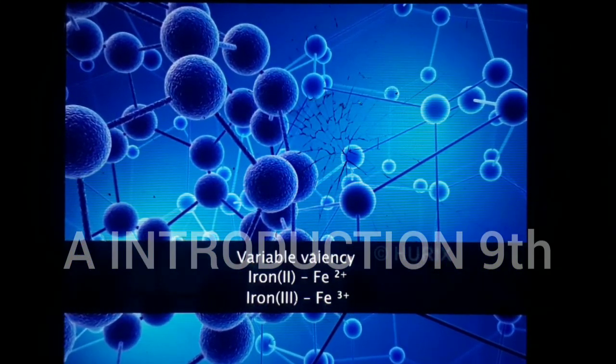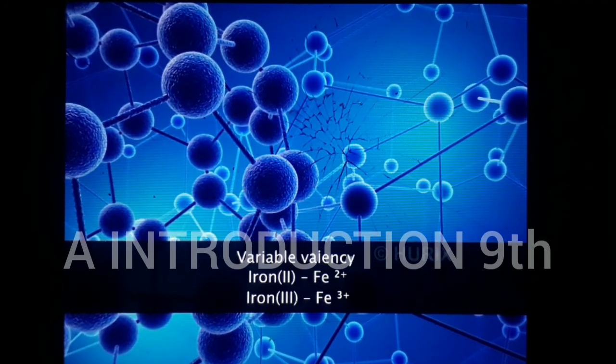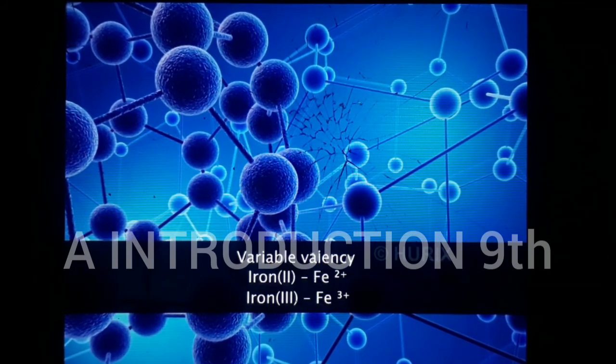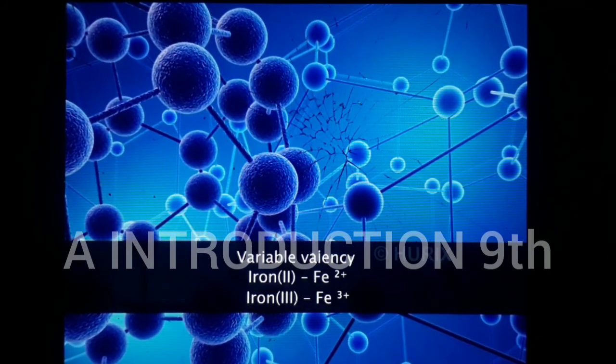Some radicals can exhibit variable valency. For example, iron can behave as iron 2 and iron 3. Such radicals are named by specifying the relevant valency in parentheses.